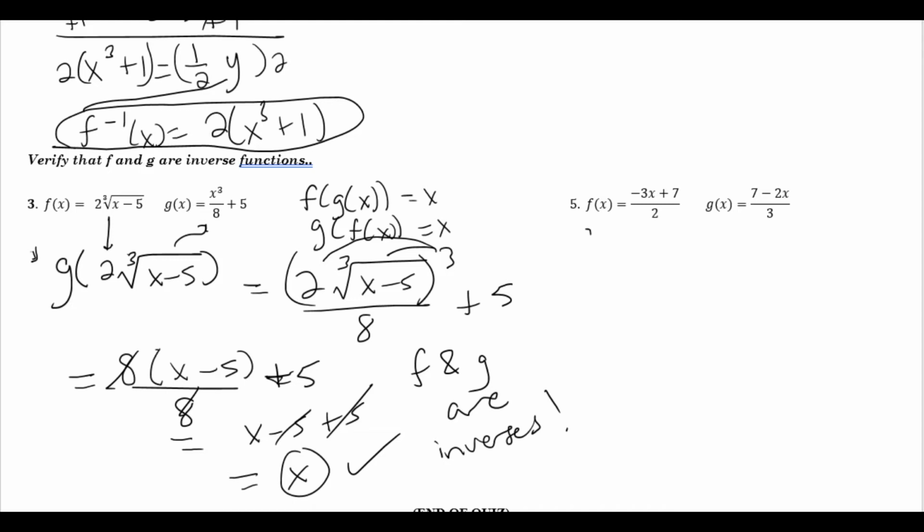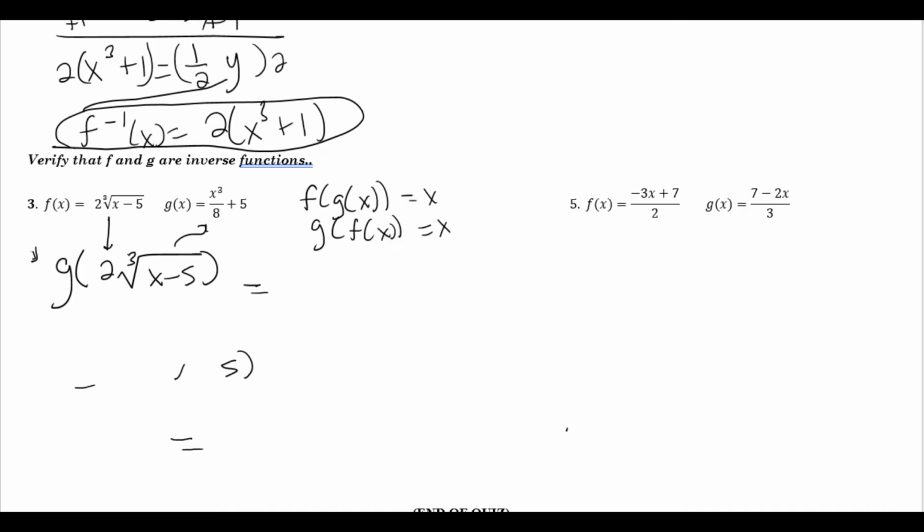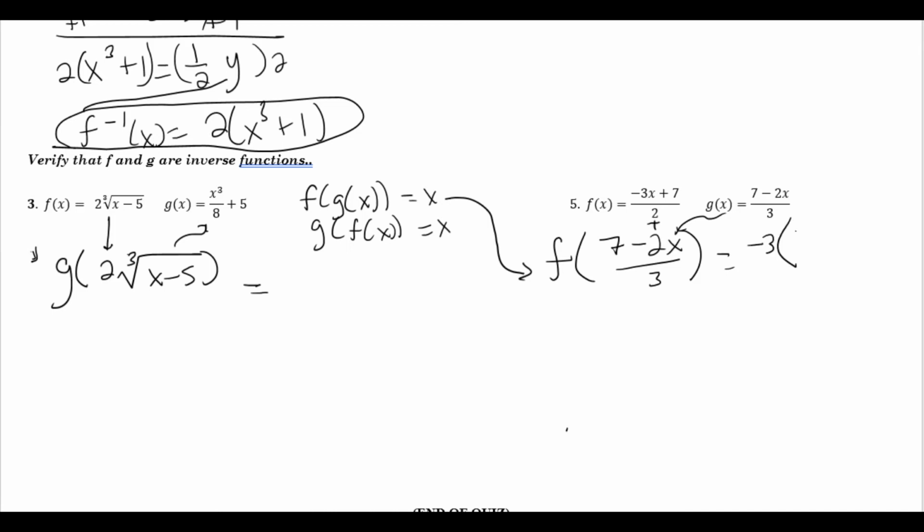All right, so now we're going to look at number 5. So again, we're going to do the f of g of x. So we're going to do that first. So we have f of 7 minus 2x over 3. That's f of g of x. Plug that in for f. So we've got negative 3 x, so x gets replaced with that. So notice that the 3's cancel.